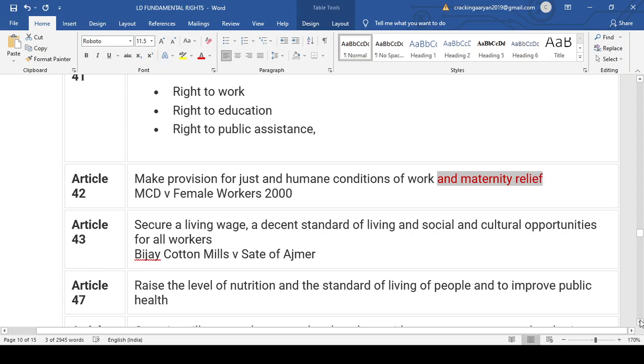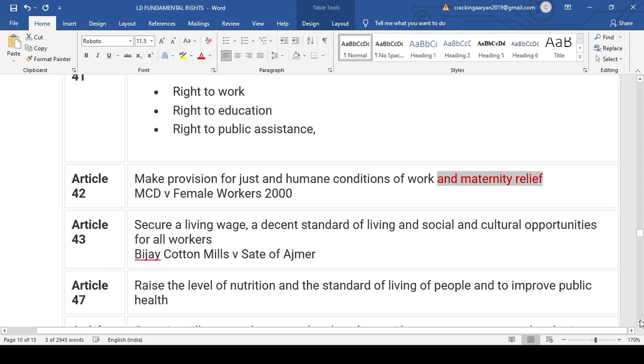that although this is not enforceable in law, although being a directive principle of state policy, Article 42 is not enforceable in law, but whenever the government, the executive is making any law for the employment of the people, it should take into consideration Article 42 and give maternity relief to all the pregnant women. So that is Article 42.